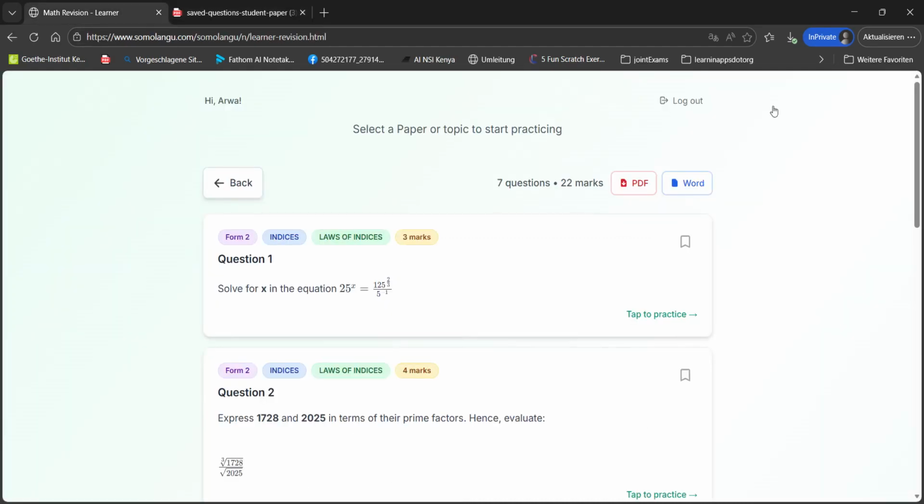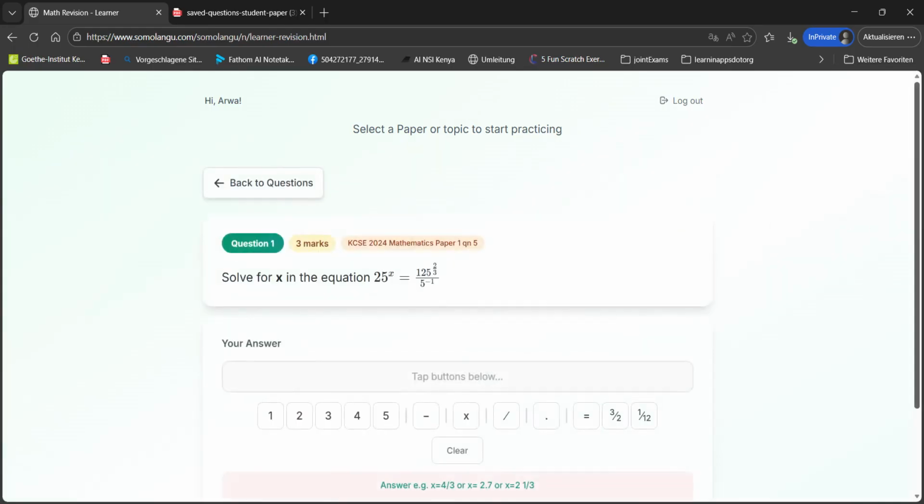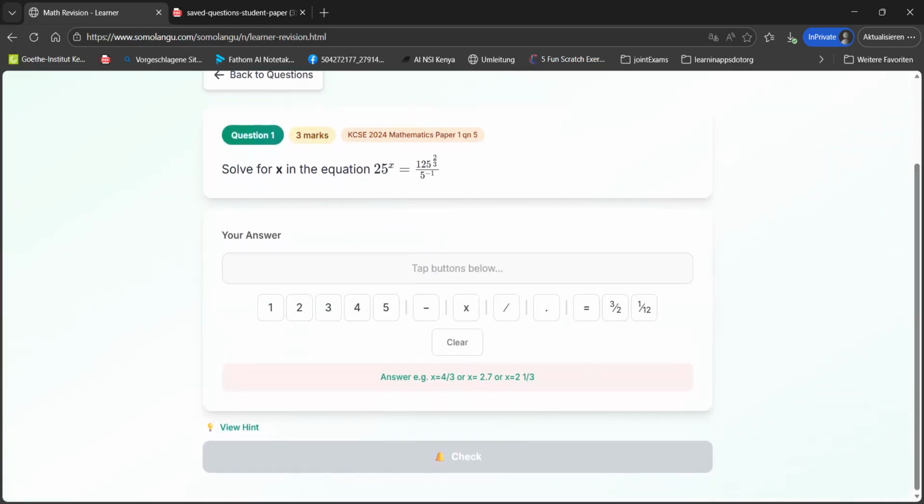Okay, now that we know how to print questions testing a selected topic, let's try to attempt one question. I'll pick the first question. Solve for x in the equation 25 to the power of x is equal to 125 to the power of 2/3 divided by 5 to the power of -1. Let me click on the question. Here we are. Our expected answer should either be in decimal format, for instance 2.7, or as a mixed fraction such as 2 1/3.